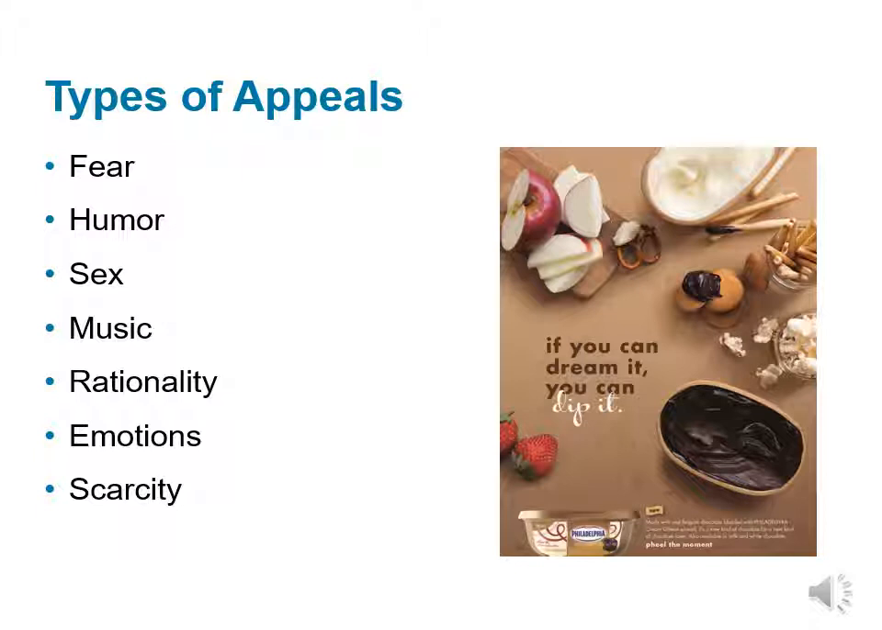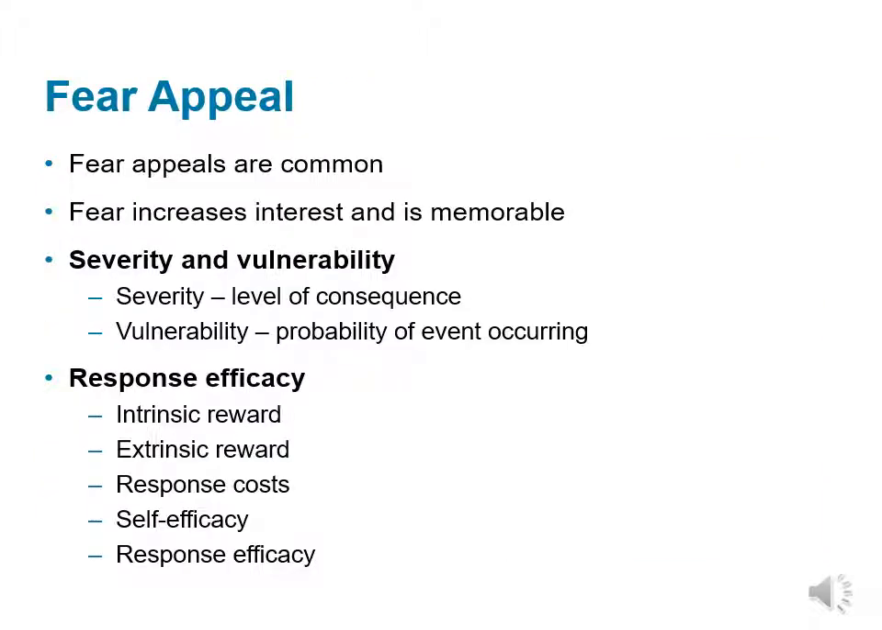In some cases, a particular appeal may be unacceptable to the target audience or to the client. Fear appeals are common and are used for products ranging from insurance, to home security systems, to deodorant. Fear appeals increase interest and are remembered by individuals. Severity is the level of consequence that will occur, and vulnerability is the probability of the event happening.